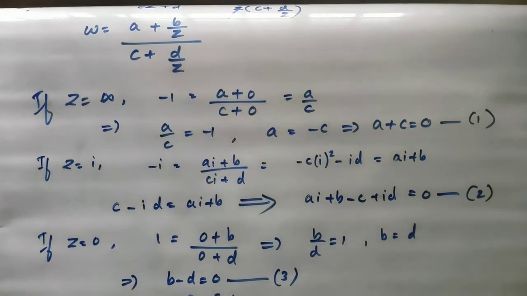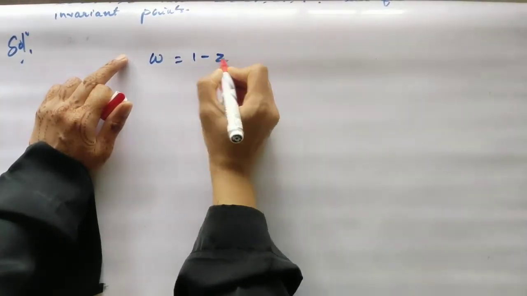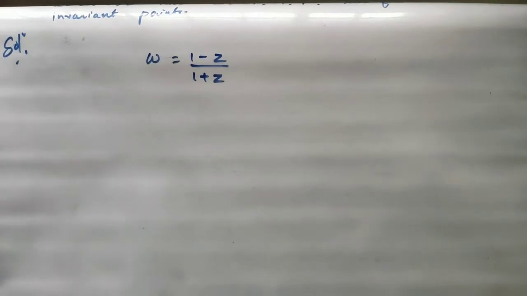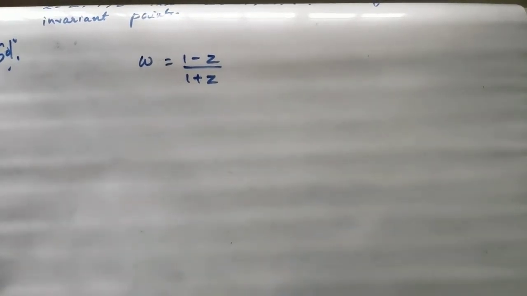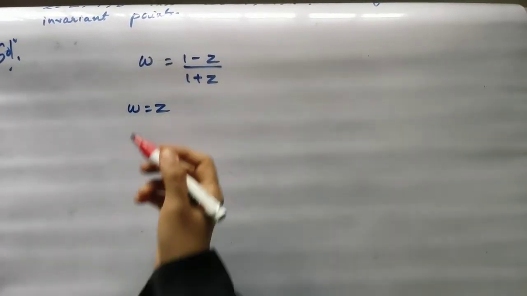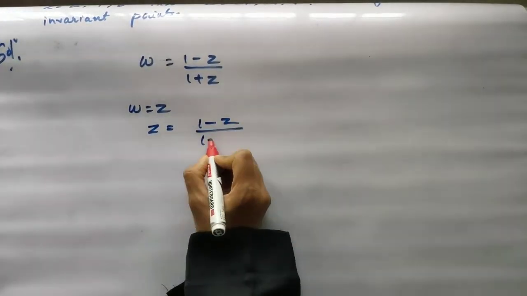So now we have to also work for the invariant points. Okay, let's work for the invariant points. So you got W is equal to 1 minus Z divided by 1 plus Z as the bilinear transformation. To work for the invariant points, you have to refer to the definition. It says the points are mapped to themselves, so you can put W is equal to Z here. Z is mapped to Z. So if you put W is equal to Z, it will be Z is equal to 1 minus Z divided by 1 plus Z.